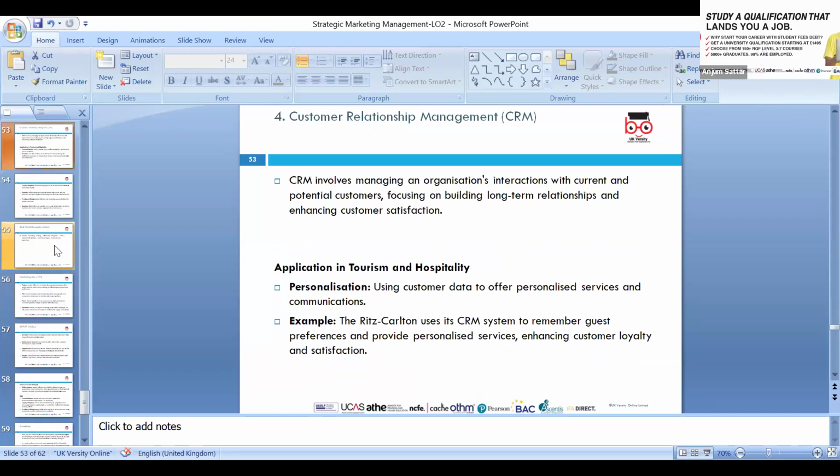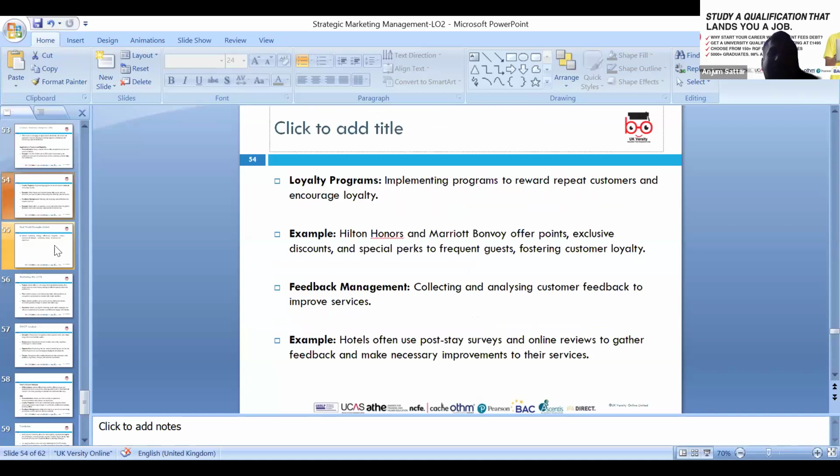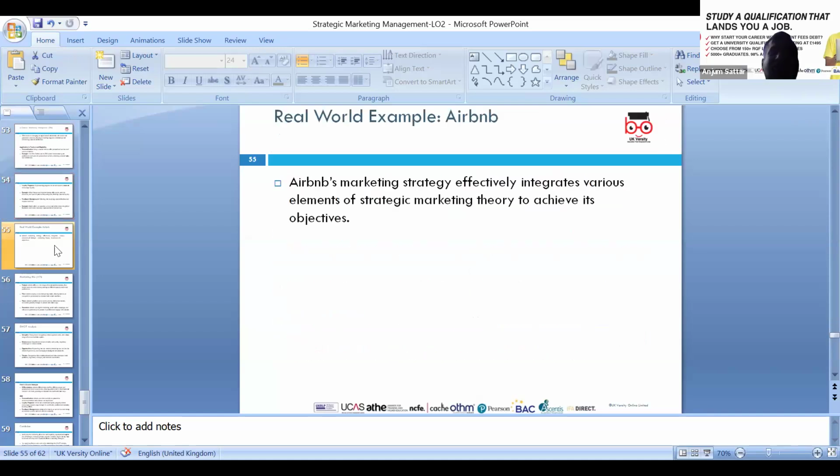Okay, CRM, customer relationship, of course, we had the 80-20 rule mentioned earlier, and different hotels promote the loyalty and the satisfaction of customers, and the feedback. So the loyalty program, of course, is a huge feedback management system, and the feedback is a feed forward that helps to improve.